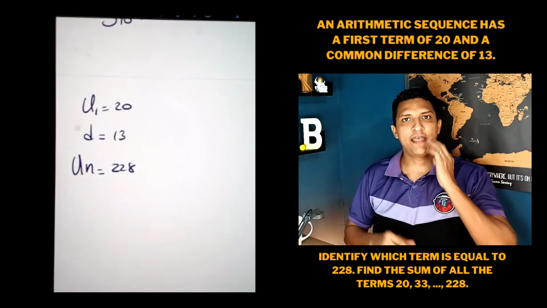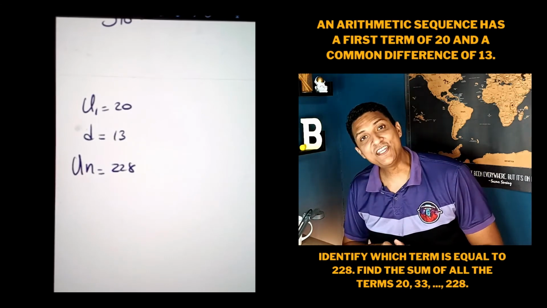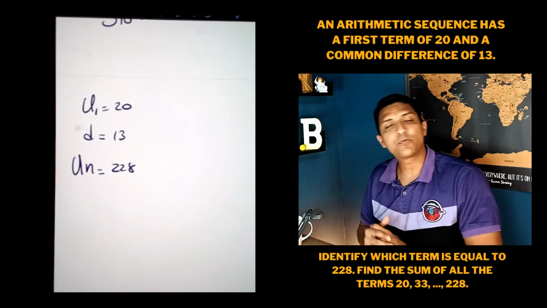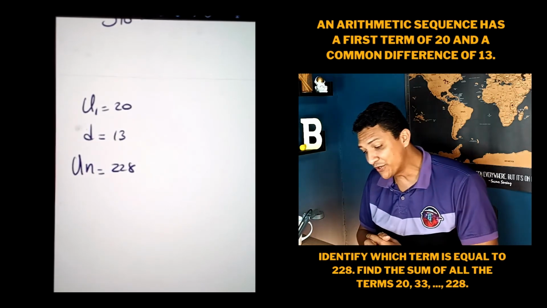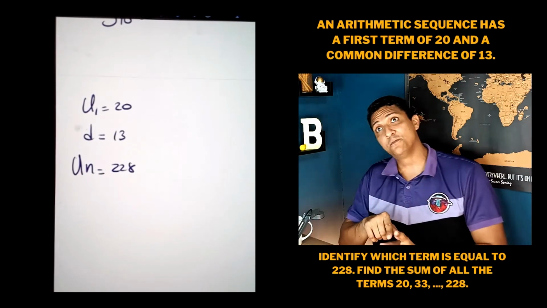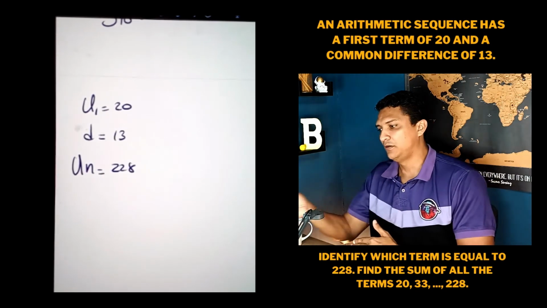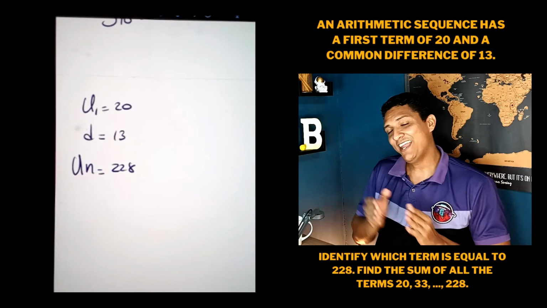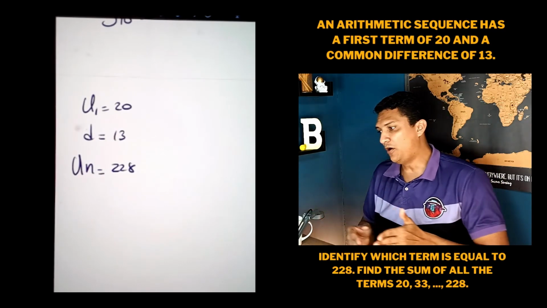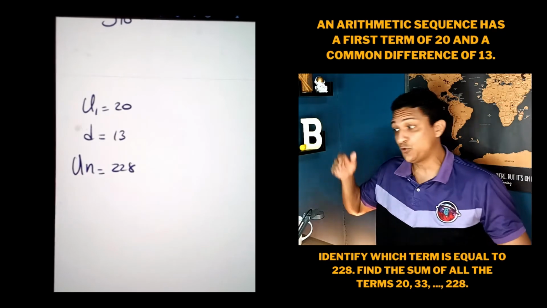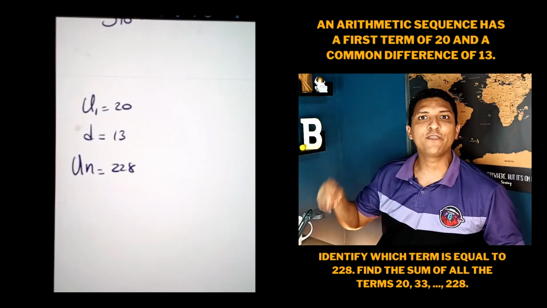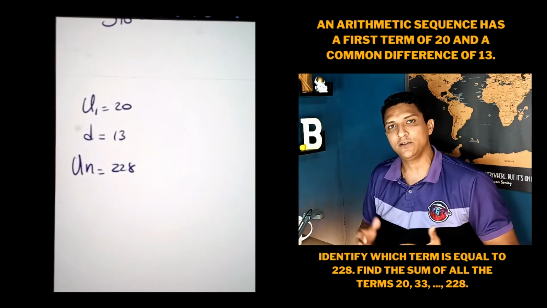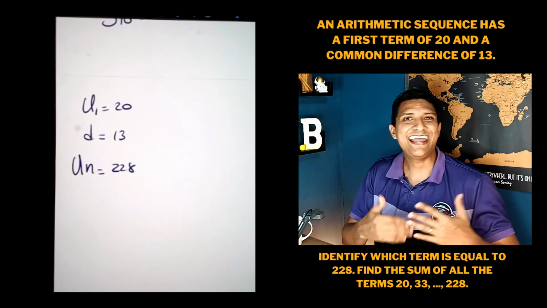Okay, guys, I hope that you succeeded solving this. So I already wrote the values that are given in the problem: the first term, which is 20, and the common difference, which is 13. Notice that in order to answer question B, we first need to answer question A. Why? Because they are asking us for the sum of all the numbers of the sequence from 20 to 228, but we do not know the location of that 228. So first we need to find the location of the 228, which is the n value.